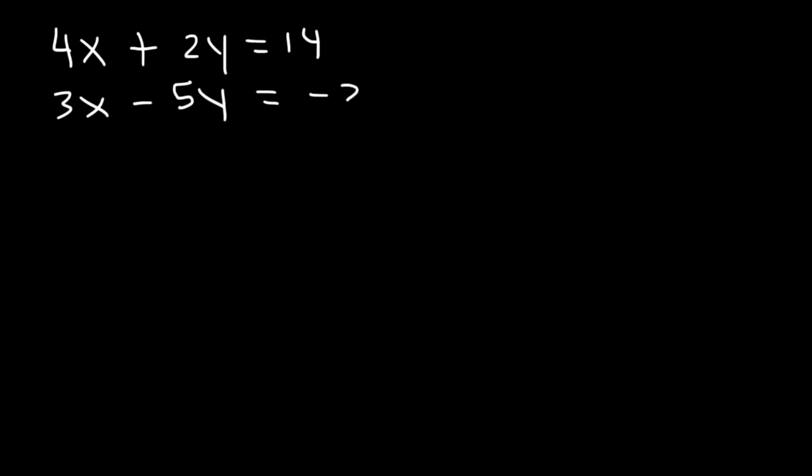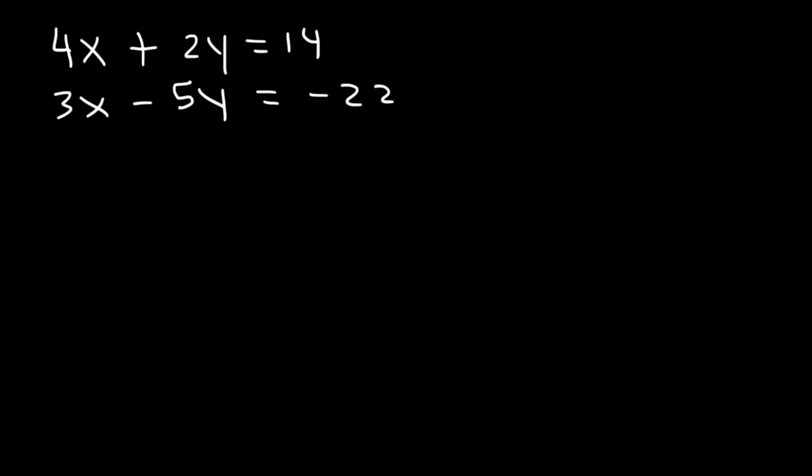Now here's another example. 4x plus 2y is equal to 14. And also 3x minus 5y. Let's say that's equal to negative 22. What can we do to solve for x and y? How can we use substitution to get the answers? Now typically when x and y are aligned, like the way you see it, I prefer to use the elimination method. But sometimes you may be given a problem like this and you need to use the substitution method.